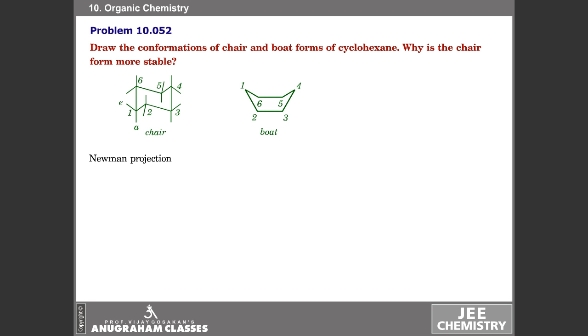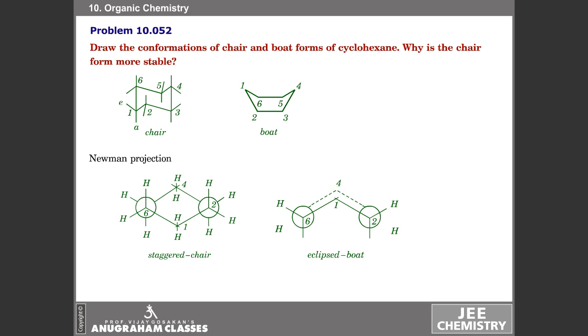The Newman projection can be drawn by looking through the face formed by carbons 2, 1, 6. Carbon 5 and carbon 3 get eclipsed behind carbon 6 and 2 respectively. We see carbon 1 coming below and carbon 4 going upwards. This shows the chair form is the staggered form.